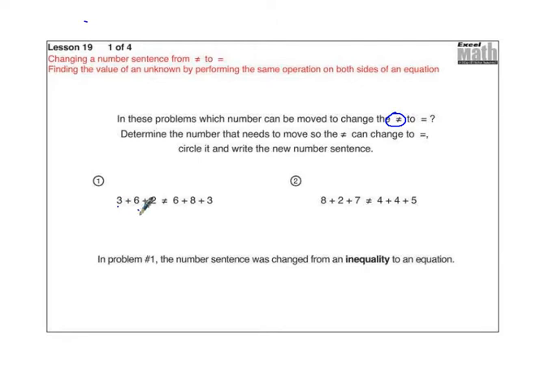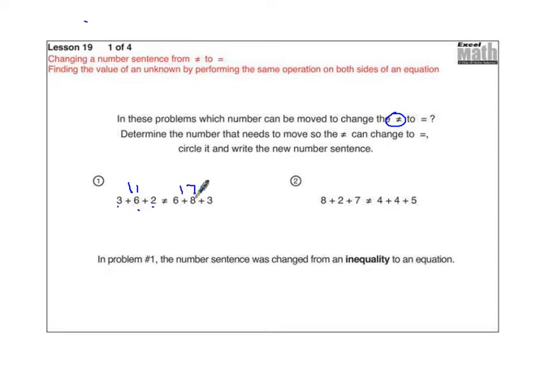First of all, we're going to add up each side. We have 3 plus 6 plus 2. Can you guys add? Oh, I got a studio audience. Say hello, everybody. Okay, so what's 3 plus 6 plus 2? 11. So I'm going to put an 11 right here. What's 6 plus 8 plus 3? 17. Good job. 17.